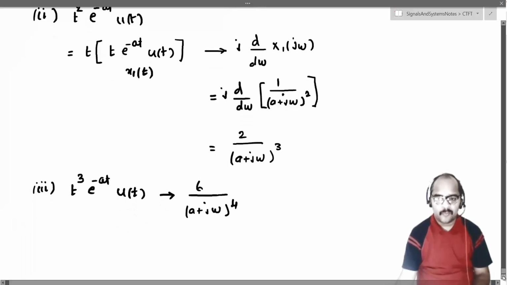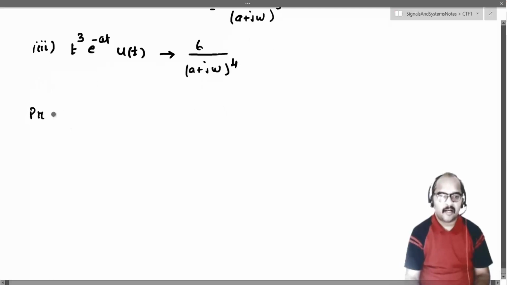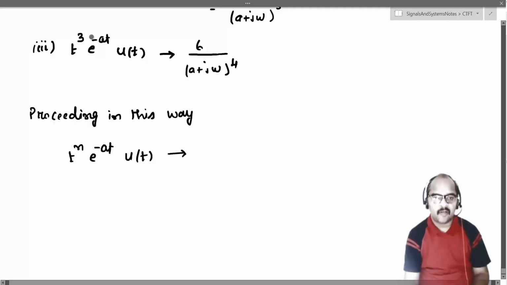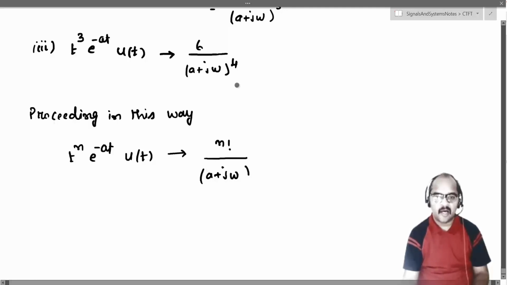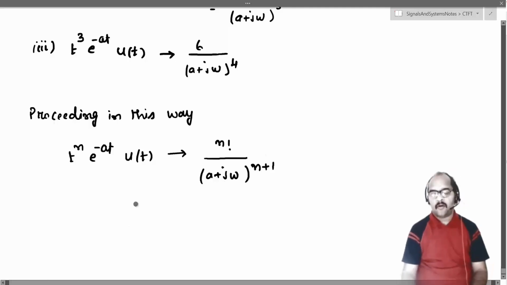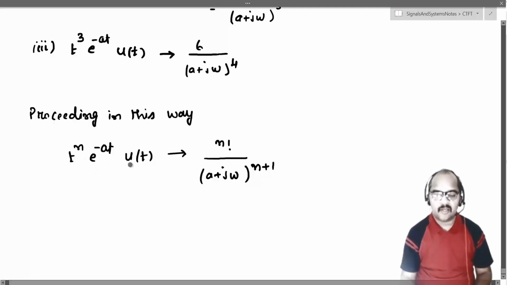So proceeding in this way, what do we get? We get t power n e power minus a t u of t will have what as the Fourier transform? Note that if you have 3, you are getting 6, which is nothing but 3 factorial. If you have n, you should have n factorial divided by a plus j omega whole power, and if you have 3, you get 4, so if you have n, you should have n plus 1. So the Fourier transform of t power n times e power minus a t u of t will have n factorial divided by a plus j omega whole power n plus 1.